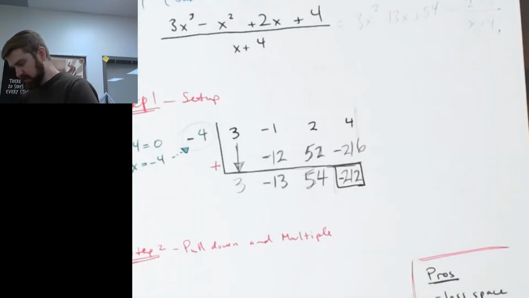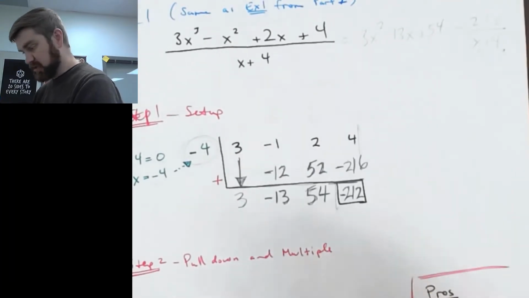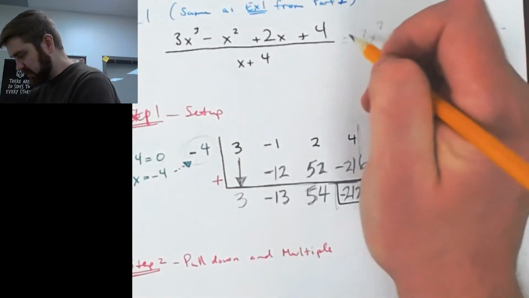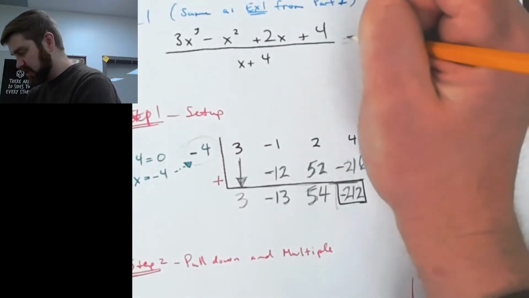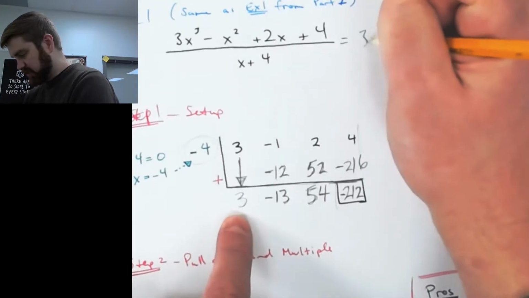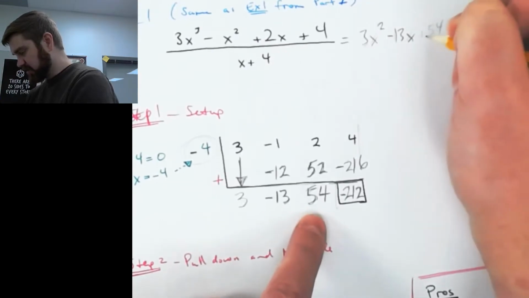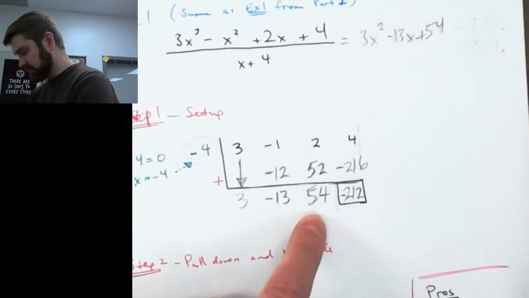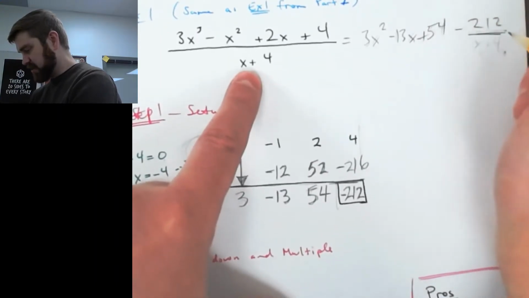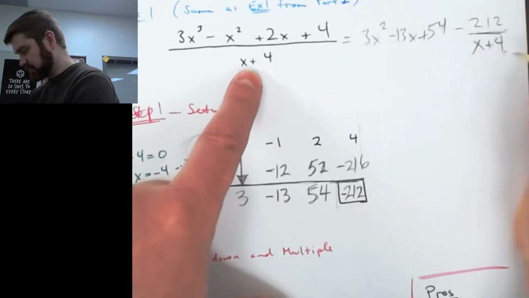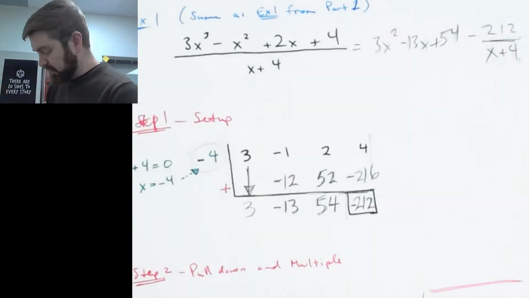Okay. Once we have all this information here, we can actually write a final answer for this polynomial problem. This numerator divided by this denominator equals 3x squared minus 13x plus 54 minus 212 divided by x plus 4. Okay, and that's how we do that one.